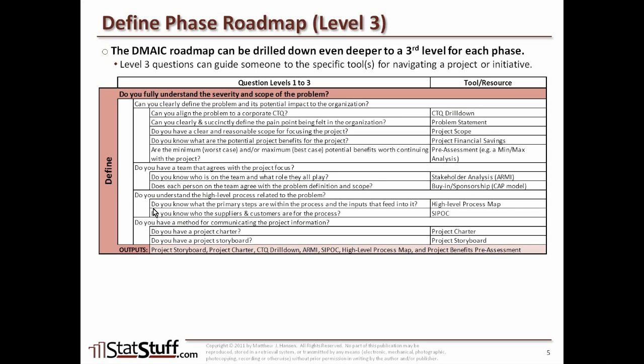The third layer deep is, do you know what the primary steps are within the process and the inputs that feed into it? Well, a high-level process map is what might guide you with that. Then the next question is, do you know who the suppliers and the customers are for the process? Well, if you're not really sure, again, the SIPOC is what might help you in answering that. Once you've moved on, you can go down the last layer of questions.